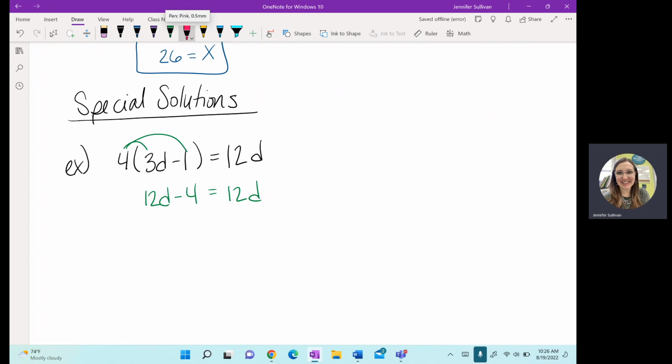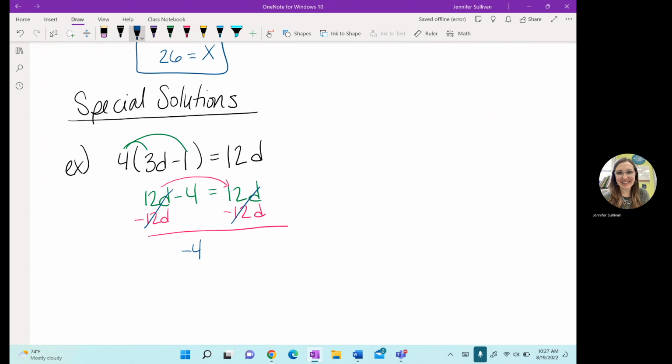Okay, well, this is interesting because if I'm going to move this 12d to the other side of the equal sign, moving it means I need to add it or subtract it. Since this is a positive 12d, I'm going to move it by subtracting it. But see, here I have a positive 12d minus 12d. They cancel, and I'm left with negative 4. But over here, I have a 12d minus 12d, and so they're also going to cancel.